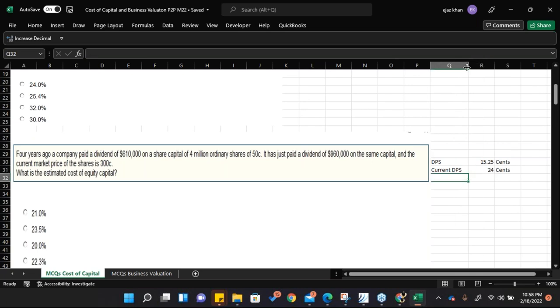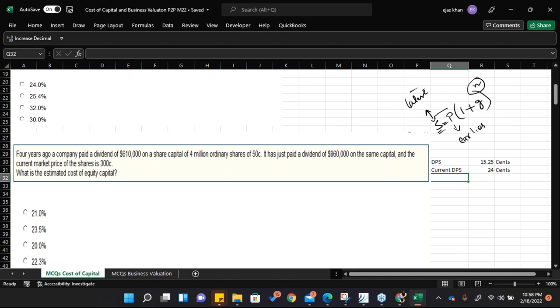Now, how can we calculate growth rate? One of the ways through which we calculate growth rate is the compound interest formula. As you all know, the compound interest formula is S is equal to P into 1 plus R, and instead of R, we should write G, raised to the power N. S in this case is the latest dividend. And P should be the earliest dividend paid. Basically we're trying to find out at what rate this dividend has grown into this dividend in these many years. That's what we basically want to find out.